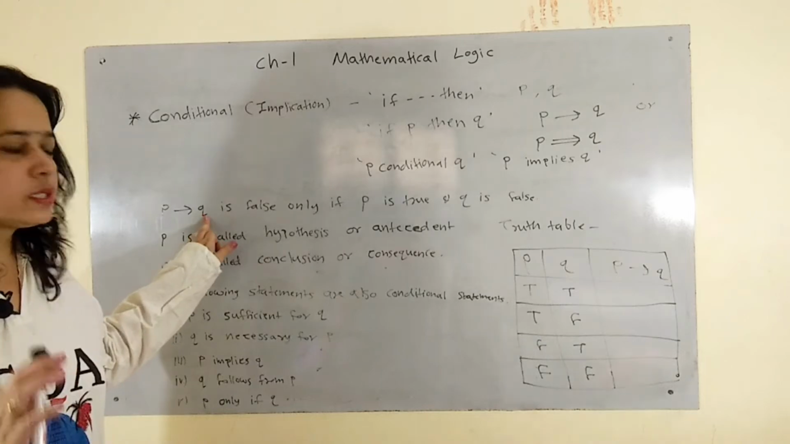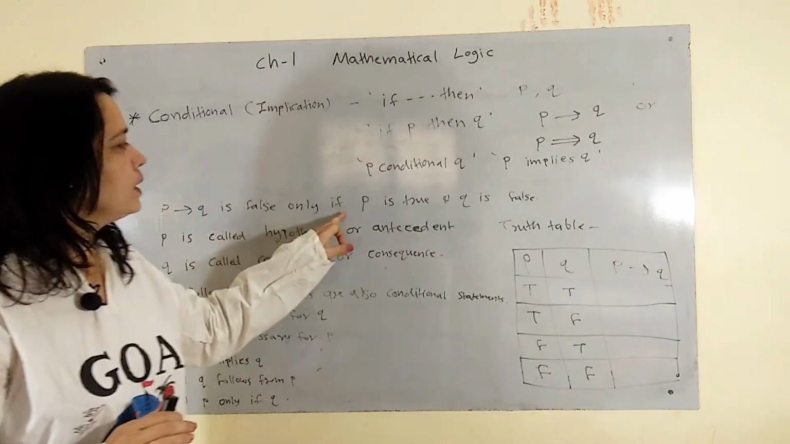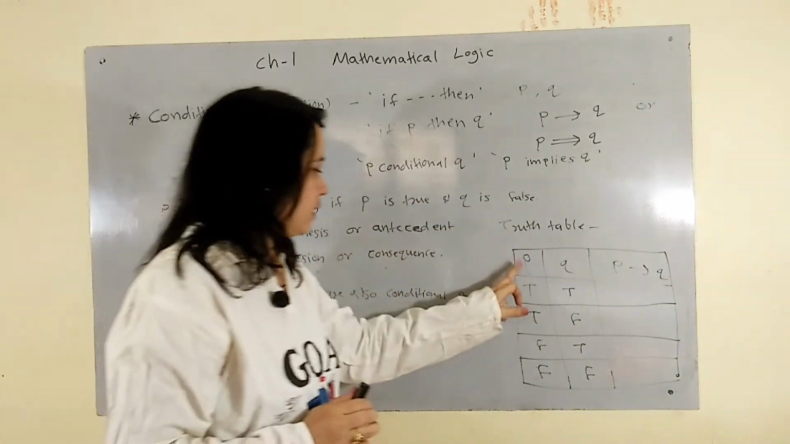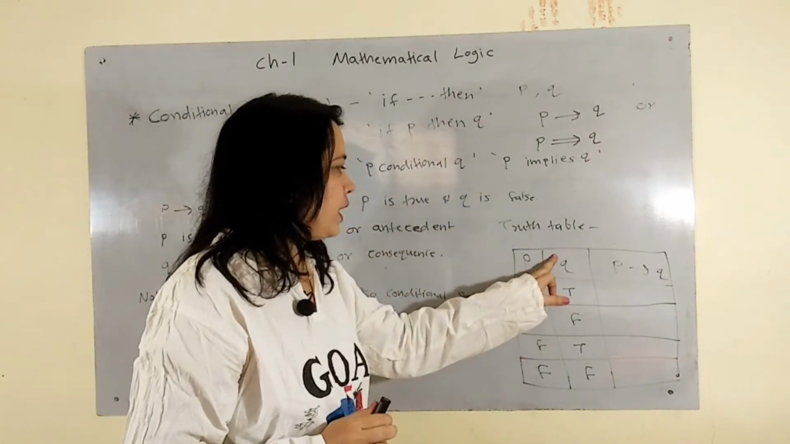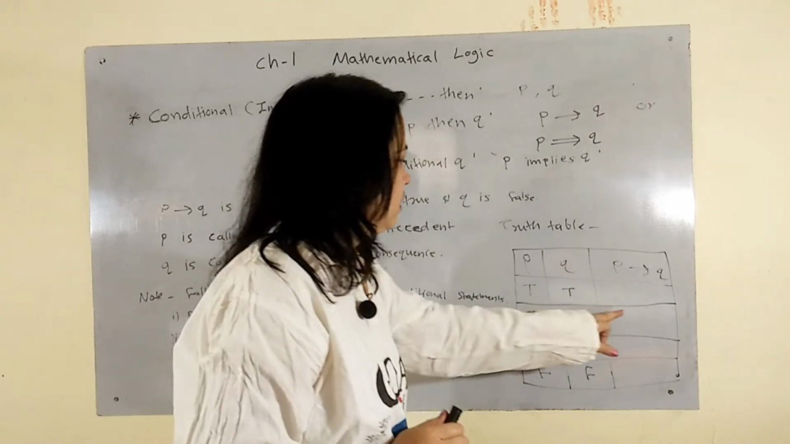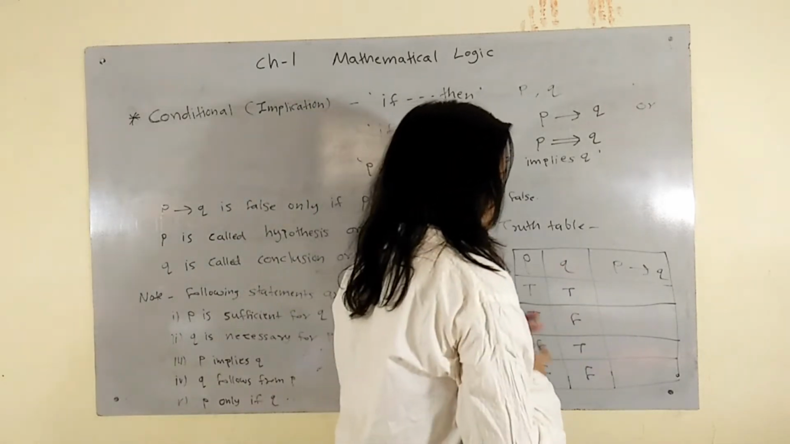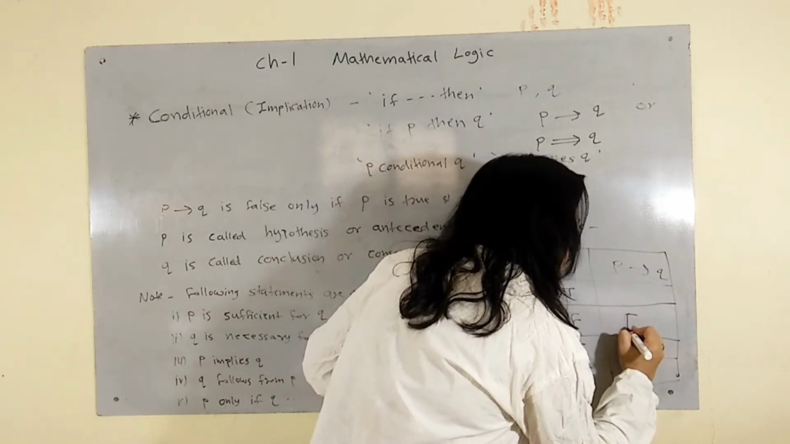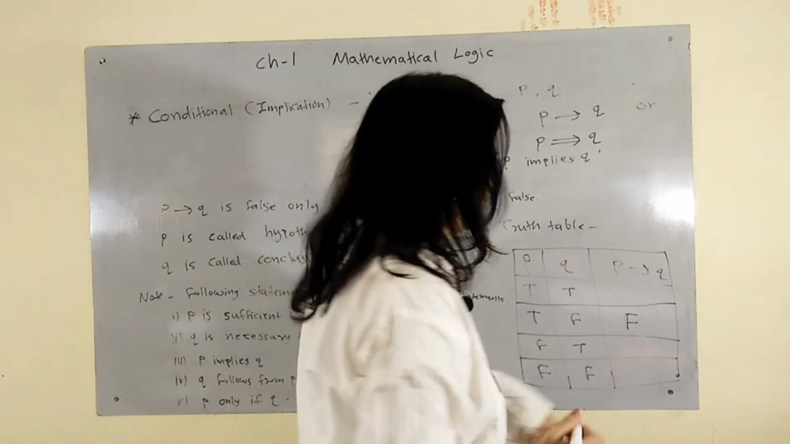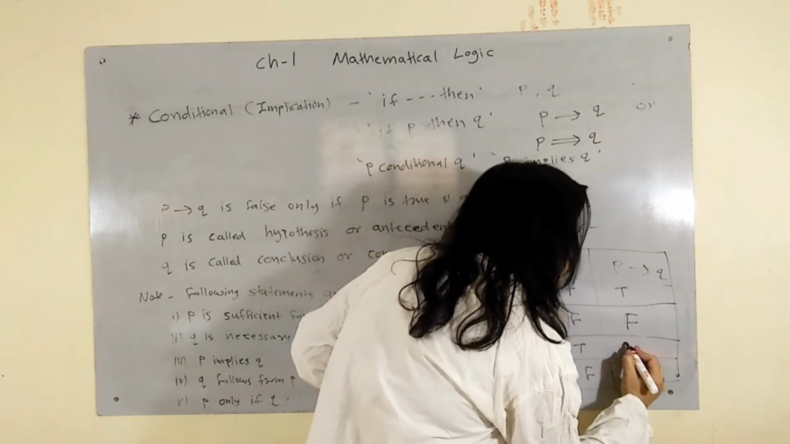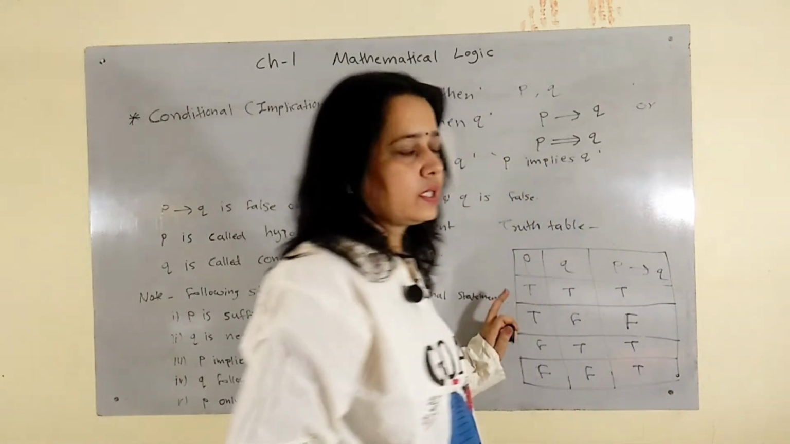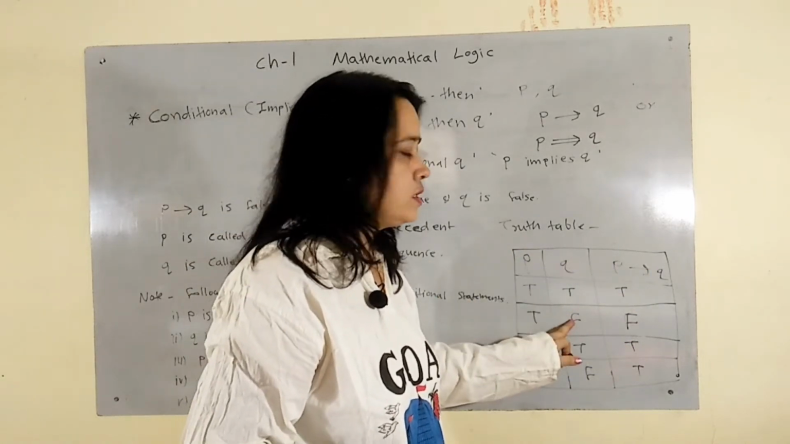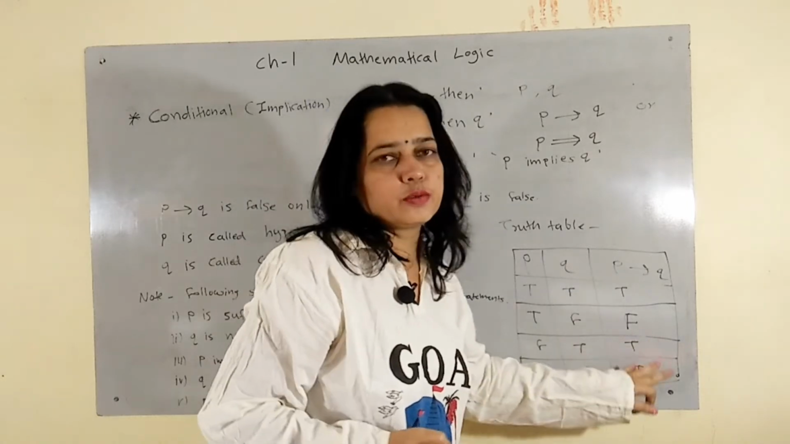Here P implies Q is false only if P is true and Q is false. So in the second case, P is true and Q is false, so here P implication Q is false. In other cases it is true. So remember that P implies Q is false if P is true and Q is false. In other cases it is true.